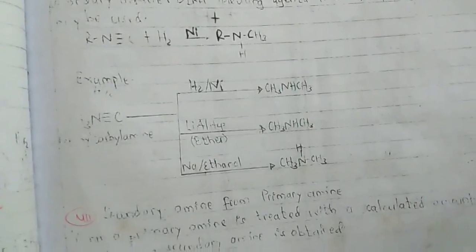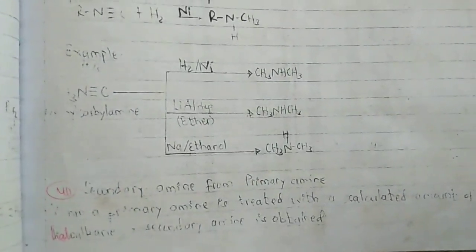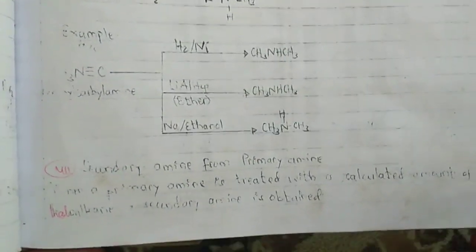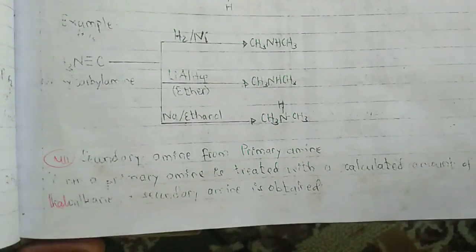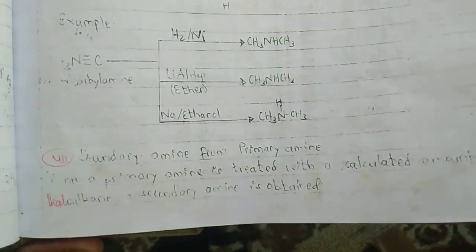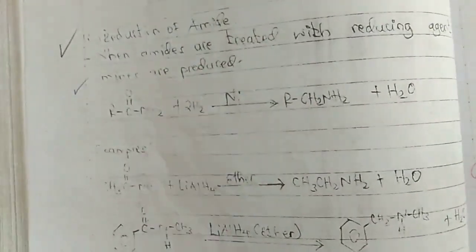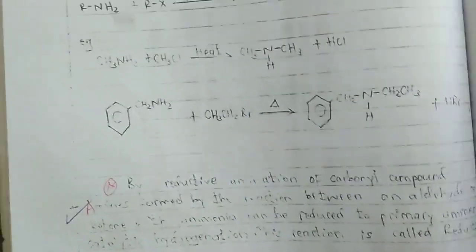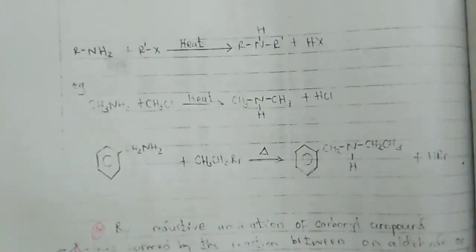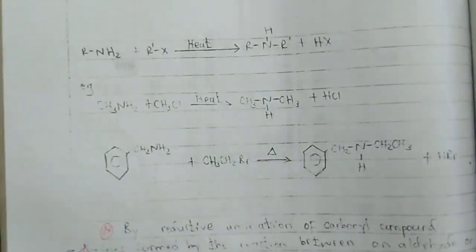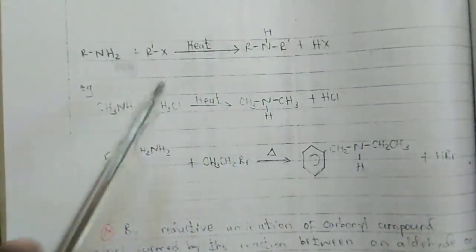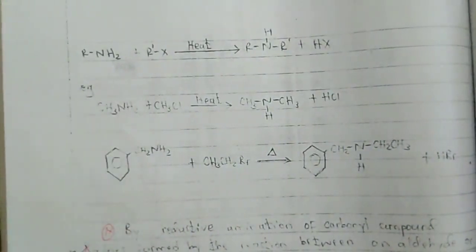Unaona? Secondary amine from primary amine. When a primary amine is treated with a calculated amount of an alkyl halide, secondary amine is produced. So we can also prepare secondary amine from primary amine kwa kuitreat na amount fulani ya haloalkane. So RNH2 then plus R dash X heat napata ule pale. Unaona.